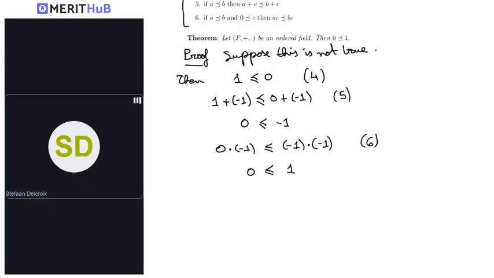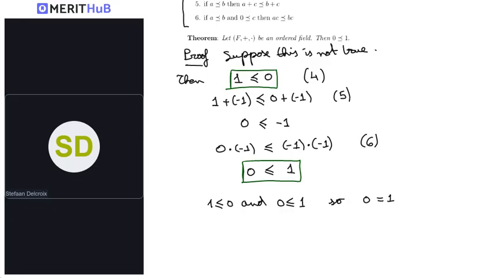We started with 1 is less than or equal to 0, and also now 0 is less than or equal to 1. You could already say it's a contradiction, but if 1 is less than or equal to 0 and 0 is less than or equal to 1, that implies that 0 should be equal to 1. Right there. Which of these properties tells us that? That's property 2. And that's a contradiction.